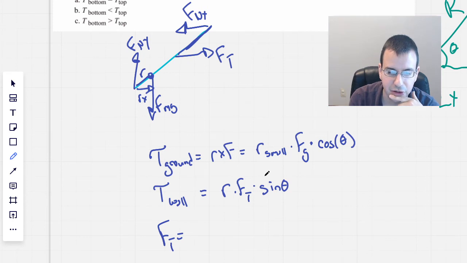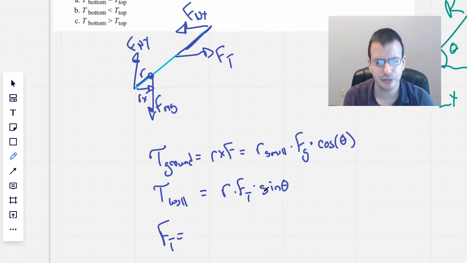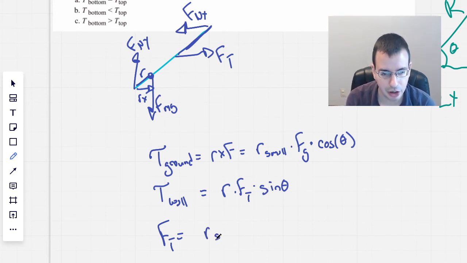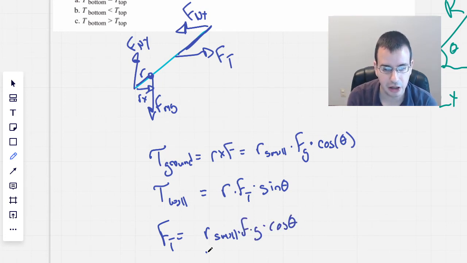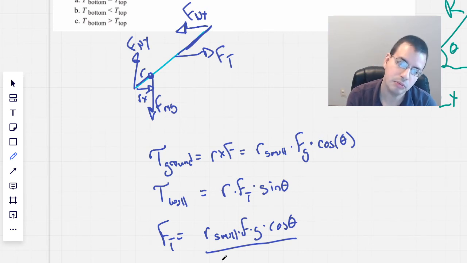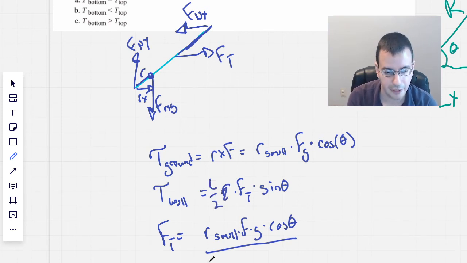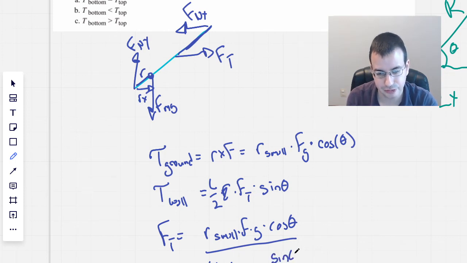Let's see if I can do this in my head. Can I do this in my head? I don't know. Wait a second. Yes. So this would be R small times force of gravity times cosine of theta all over normal L. I'm going to call this L over 2. L over 2 times force, nope, not force tension because that's the thing I'm solving for, times sine of theta.